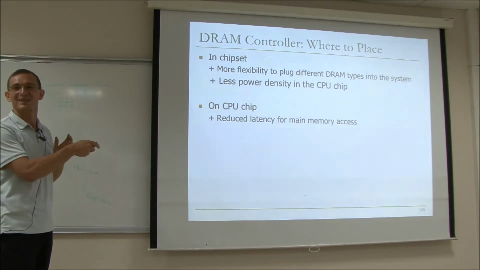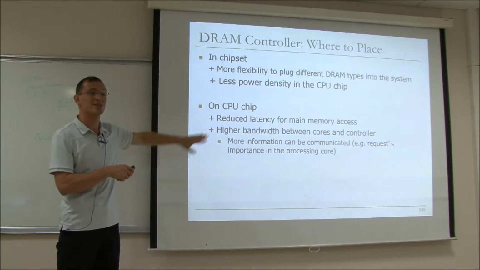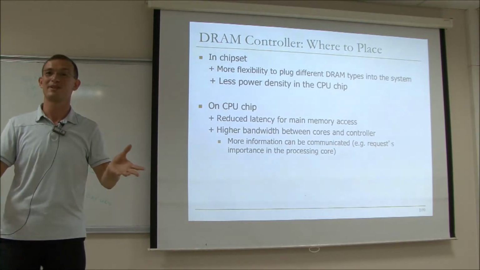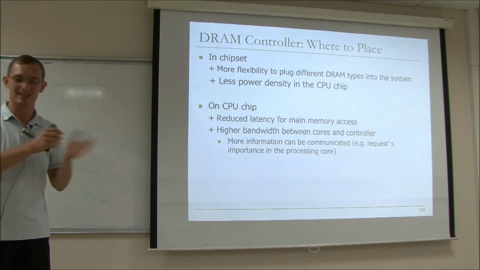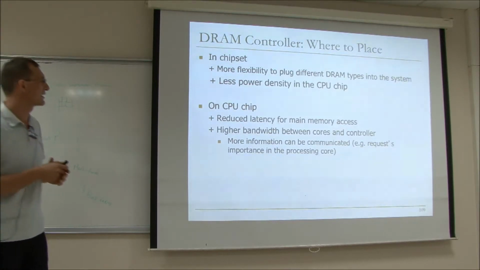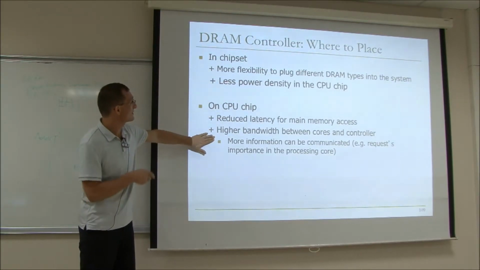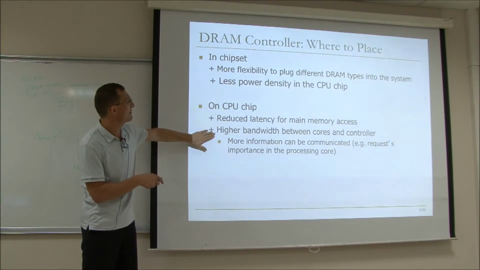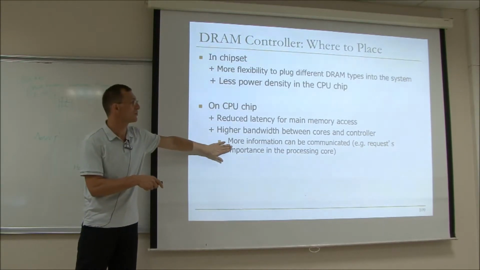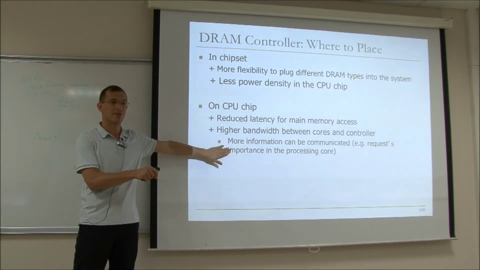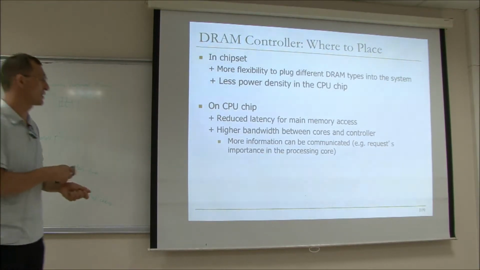But then you lose flexibility, right? Actually, I believe one of the reasons was Intel wanted to support different interfaces, right? There was fully buffered DIMM at the time. That was a different interface than the SDRAM interface. And as a result, if you want to keep flexibility, it's going to be tough to put it on chip. And the other upside of putting the DRAM controller on chip is you have a higher bandwidth between cores and the controller. Now you can have more information communicated. For example, the core can say this request is more important. Whereas otherwise you need to consume pins to go off chip.